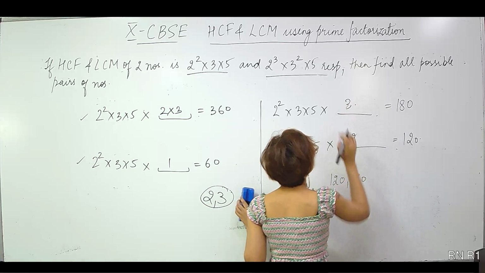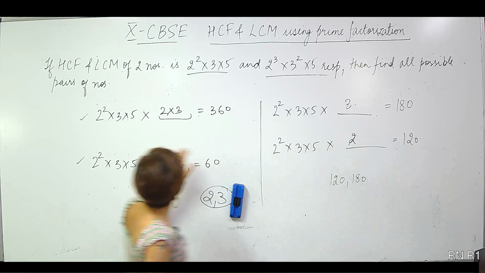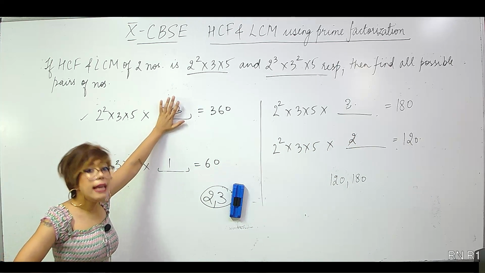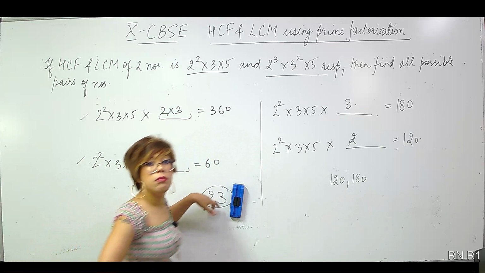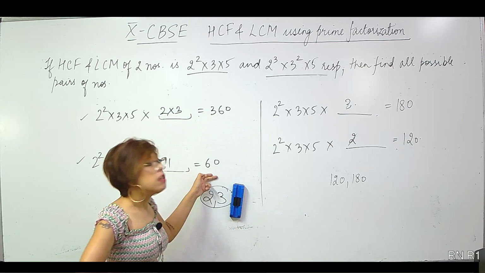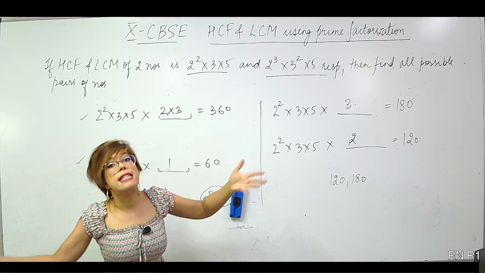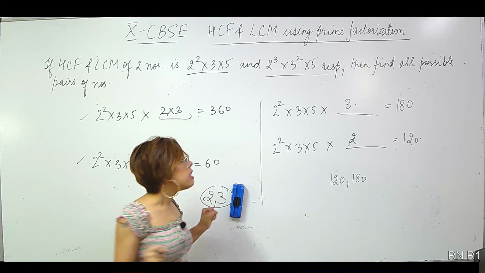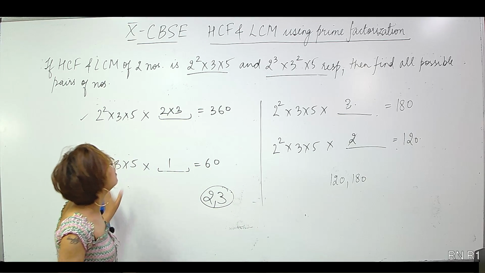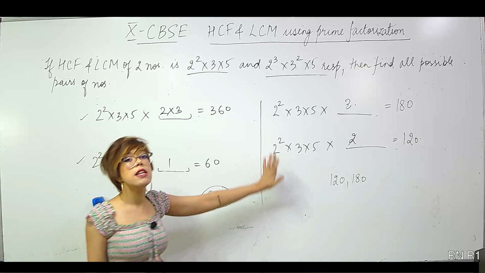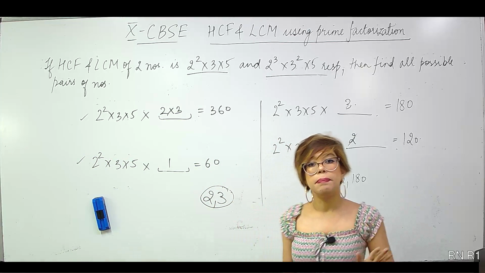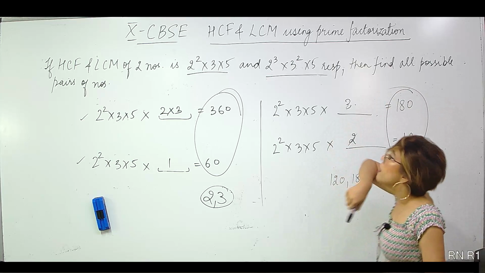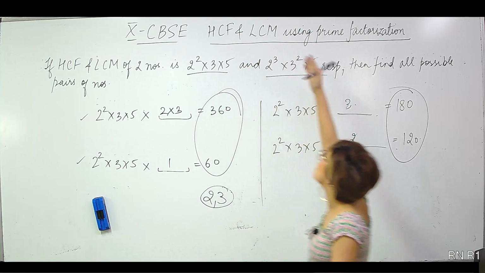Then one thing you can say, ma'am, in the second number you could have put 2 into 3 and in the first number you could have put just 1. Again, the pair of numbers remains the same. You write 360 and 60 or you write 60 and 360, it's one and the same thing. The pair of numbers remains the same. These are the only two possibilities in which you can achieve this. So this is one pair, and this is another pair, which have the HCF as this and LCM as this.